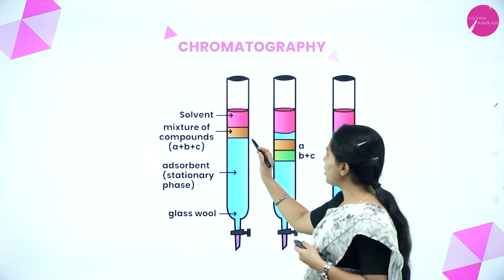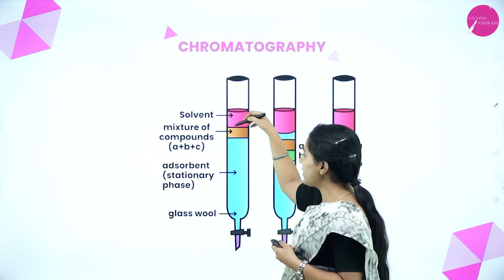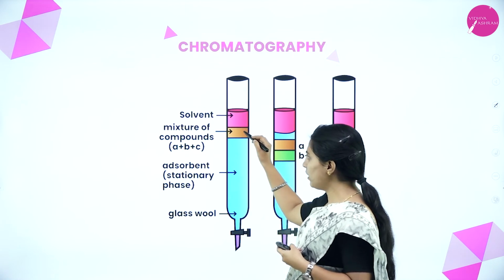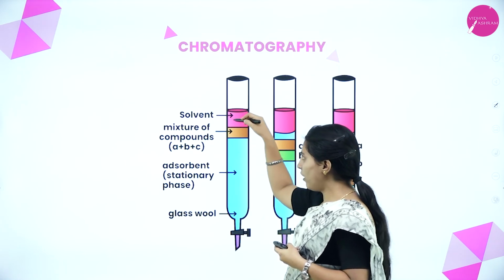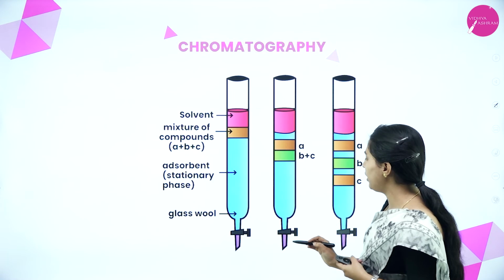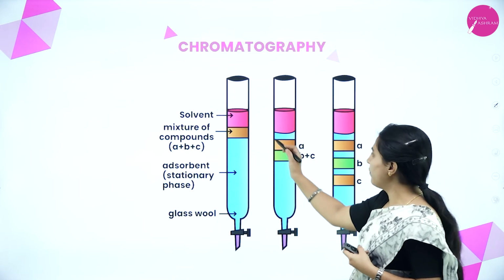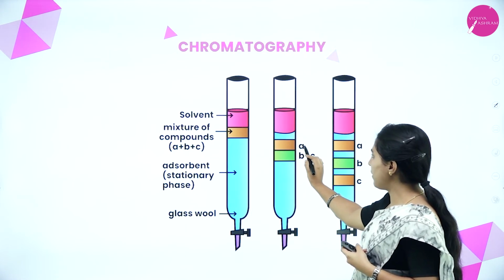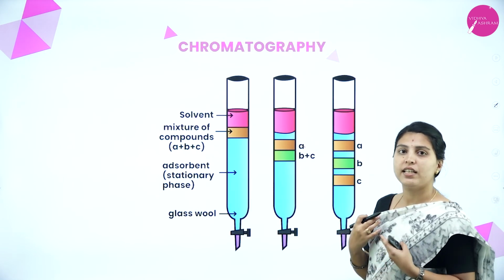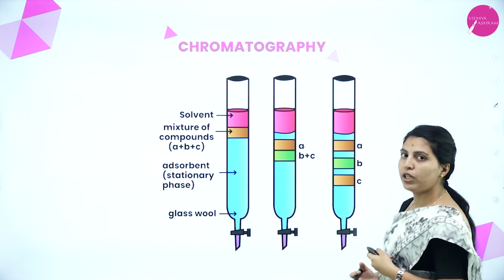See here, this is a mixture of A, B, C, that is, a mixture of compounds. For that, they have used a solvent, which we call the eluent. And this is the stationary phase, the adsorbent. They have allowed the mixture to enter, and later the solvent is used. Glass wool or cotton plugs are used here. The eluent is poured in and the mixture starts getting separated. See here, A is separated, then B plus C, then A, B and C. The separation of the mixture gets started by this solvent. Okay, this is column chromatography.